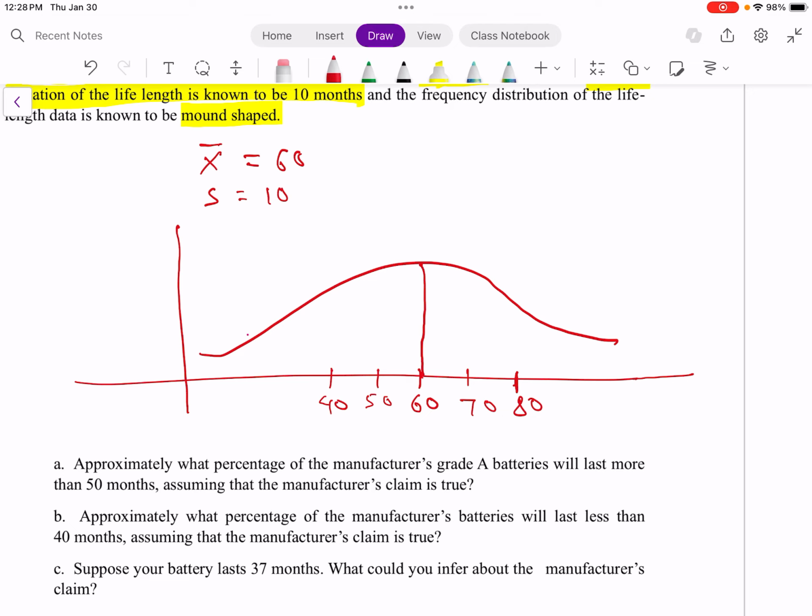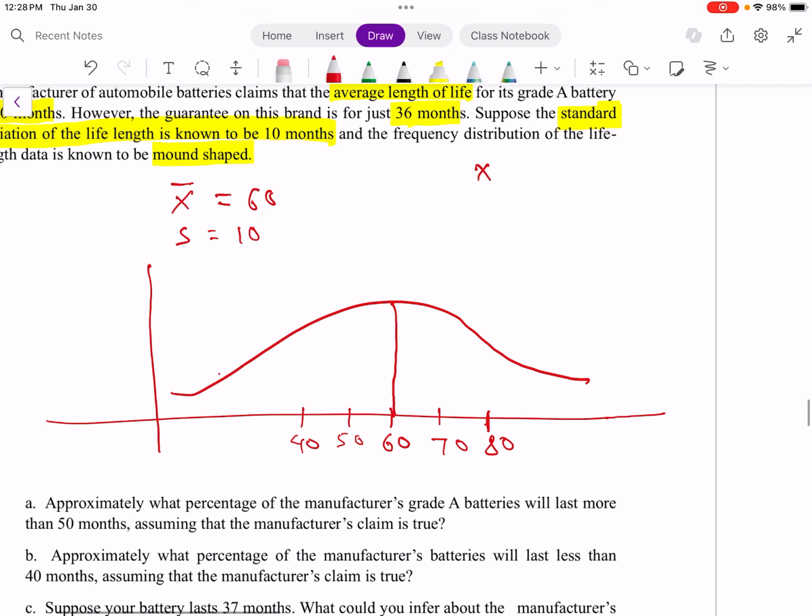You know how we find this? So the formula is x bar minus 2s, x bar plus 2s. X bar is 60. 60 minus 2 times 10, that is 40. 60 plus 2 times 10, that is 80. Okay, what about three standard deviations? So we have 90 and we have 30. Okay, now does anyone have any question up to here?